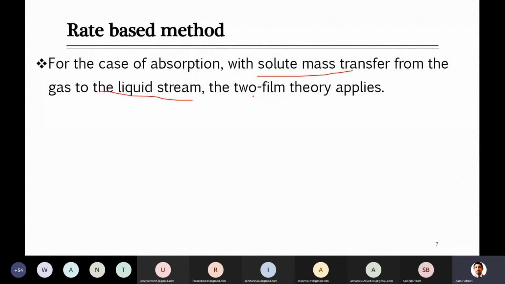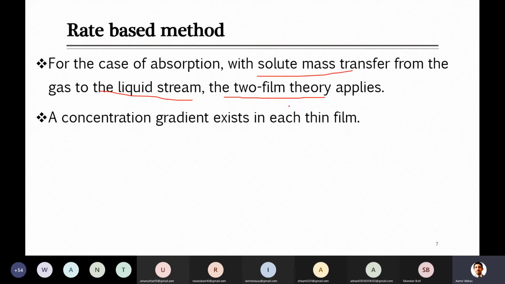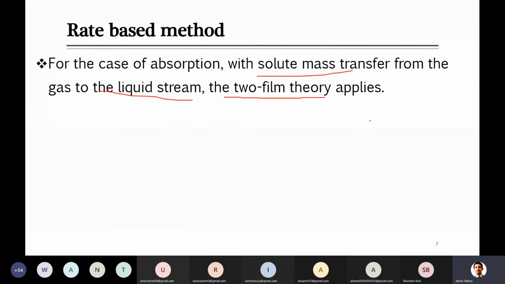In the case of this absorption tower, which is a packed tower, two film theory applies. I hope you are already aware of it, but we will just go through what two film theory is. Two film theory means that whenever vapor and liquid come in contact with each other, we consider theoretically that there is a liquid stream and a vapor stream, and there will be some interface between them, like this here.